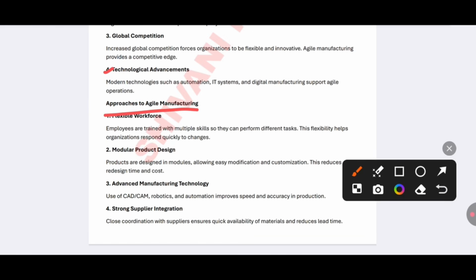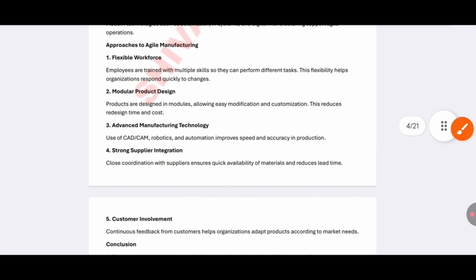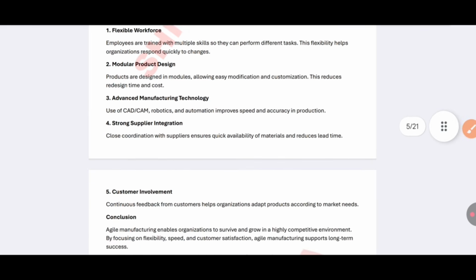What is the approach of agile manufacturing? First one, flexible workforce, meaning multiple skills can be applied to different tasks. This flexibility helps the organization respond quickly. Next one, modular product design, especially when modifications or customization are needed; to reduce time and cost, this will be useful. Next one, advanced manufacturing technology like robotics or AI, which helps increase speed and accuracy in production.